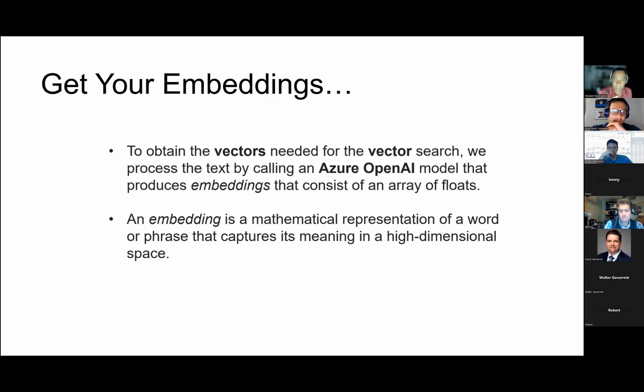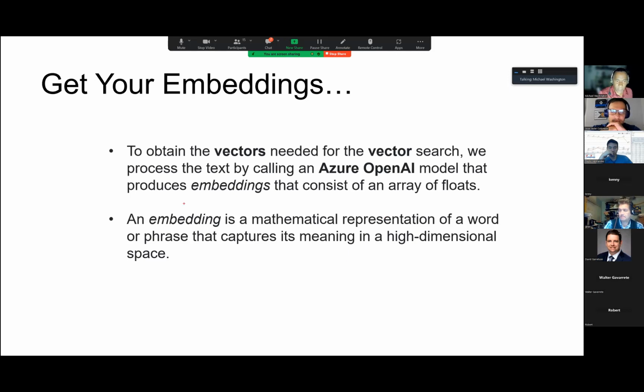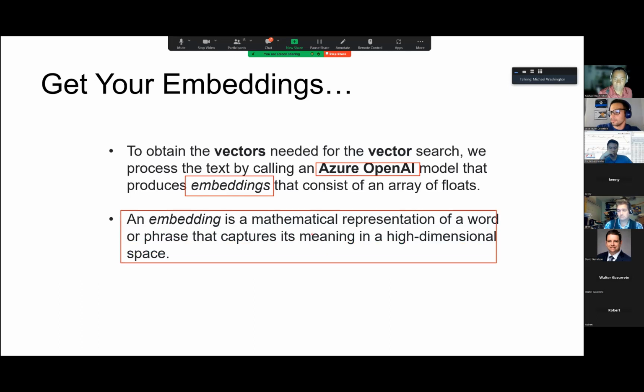However, your first question is, okay, I need these vectors, but how do I get these vectors? The way you get the vectors is a process called getting embeddings. The way you get an embedding is you call a different model, not your normal GPT Turbo that I was showing you, but a different model that produces embeddings. And an embedding is basically a mathematical representation of a word or phrase. So if I passed it the word embeddings, I would get a series of numbers. If I passed it, get your embeddings, I would get a different series of numbers.